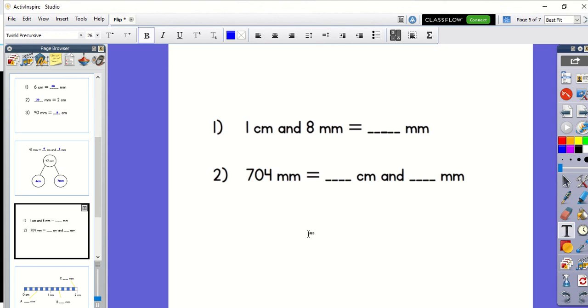And welcome back if you paused. So, 1 centimetre and 8 millimetres equals how many millimetres? Well, 1 centimetre is worth 10 millimetres. Add on 8, well, that must be 18 millimetres.